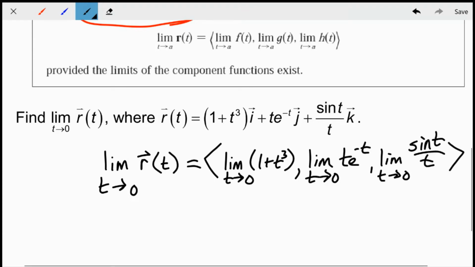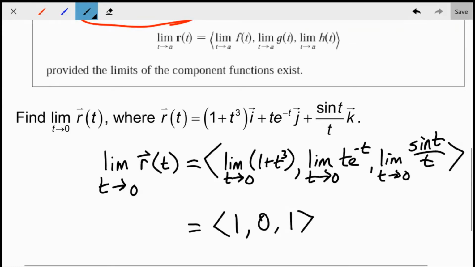Okay, and then this is really simple at this point. The limit as t approaches 0 of 1 plus t cubed is just 1. The limit as t approaches 0 of t e to the negative t, that'd be 0 over 1, so that would just give me 0. And then for the last component, the limit as t approaches 0 of sine t over t, that's my k component, that's going to be 1.